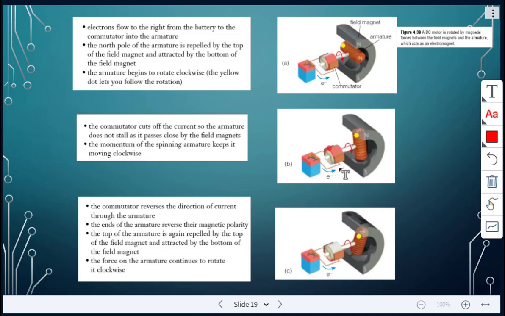Then the commutator will cut off the current so that the armature does not stall as it passes close by the field magnets. The momentum of the spinning armature keeps it moving clockwise. All right, so there's the yellow dot. Then the commutator reverses the direction of the current through the armature. The ends of the armature will reverse their magnetic polarity. The top of the armature is now getting repelled by the top of the field magnet, but it's attracted by the bottom of the field magnet. And so that is the reason why it'll continue to rotate clockwise.